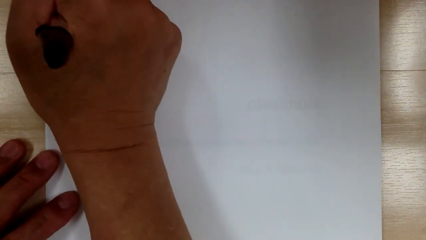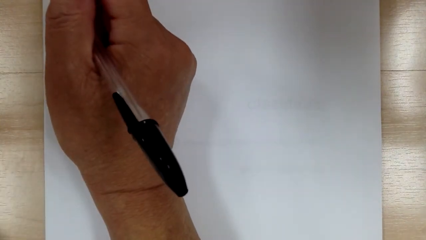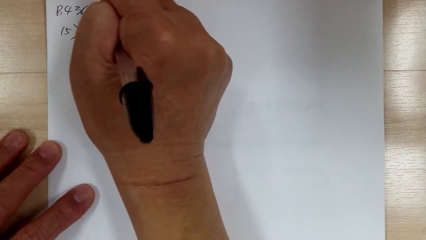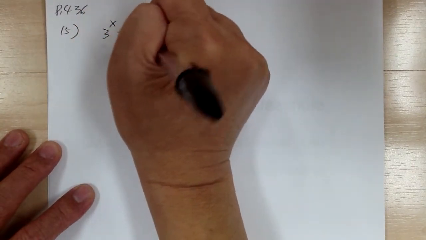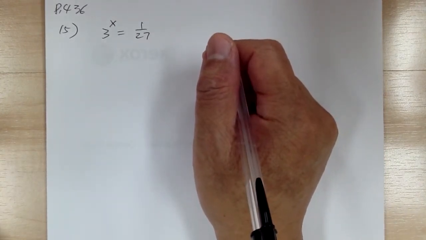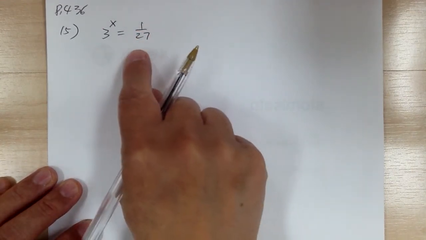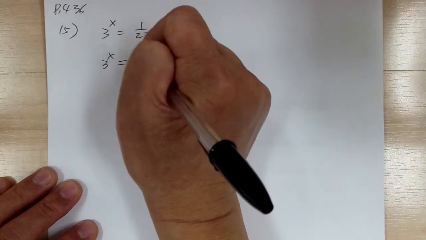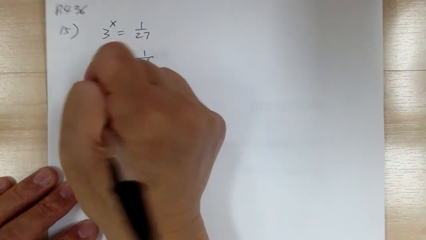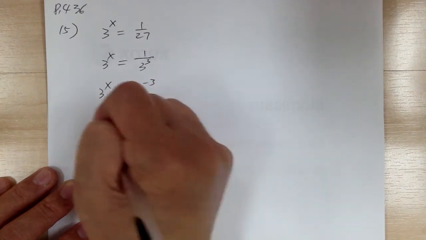Okay, let's go to the next one. This one you want to solve. So you've got 3 to the x equal to 1 over 27. To solve, you want to try to do the matching. So over here, you've got 3 to the x equal to 1 over 3 cubed. Then you flip it over. So you've got 3 to the x equal to 3 to the negative 3. By matching, you get x equal to negative 3.